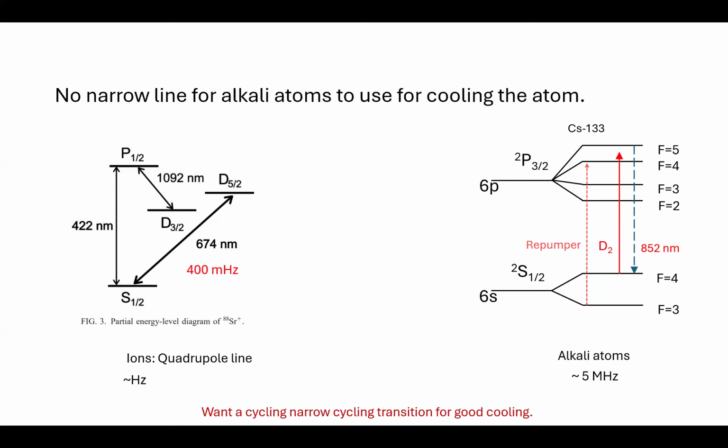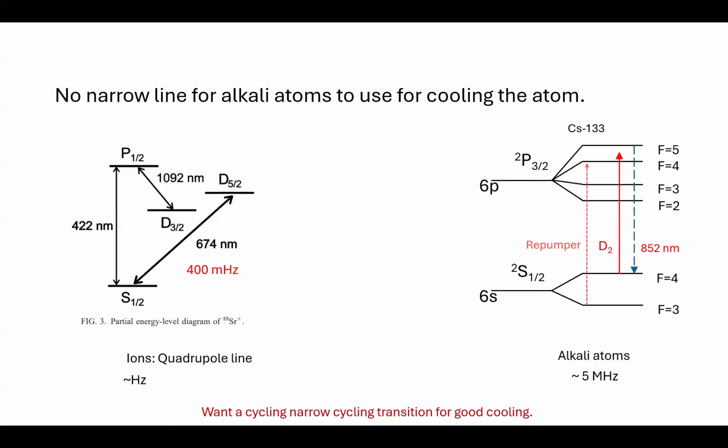So we want a cycling narrow transition for good cooling. With that motivation, we started using a quadrupole line. But why is quadrupole interesting at all? Of course, it's not a dipole, that's why it's interesting. But for quadrupole, we can actually do quadrupole transitions using two different methods. This is something that I emphasized when I started this project.